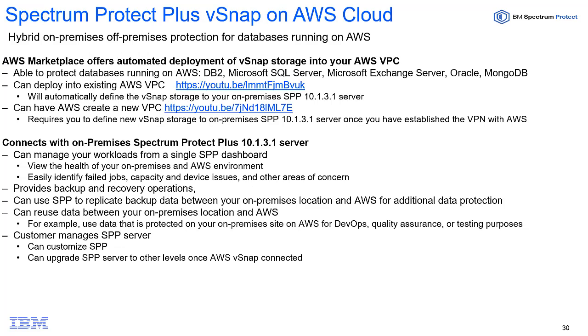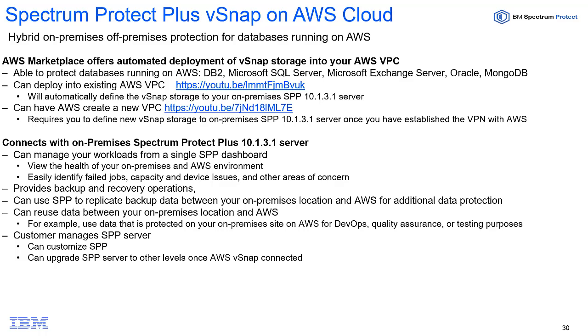Okay, shifting gears a little bit, let's talk about Spectrum Protect Plus. On June 28th, 2019, we will have a new offering inside of AWS Cloud. And this marketplace offering is going to allow you to deploy vSnap storage into your AWS virtual private cloud. And what this provides you is the ability with an on-premise Spectrum Protect Plus machine to protect the databases that are running inside of AWS. And those include DB2, Microsoft SQL, Microsoft Exchange, Oracle, and MongoDB.